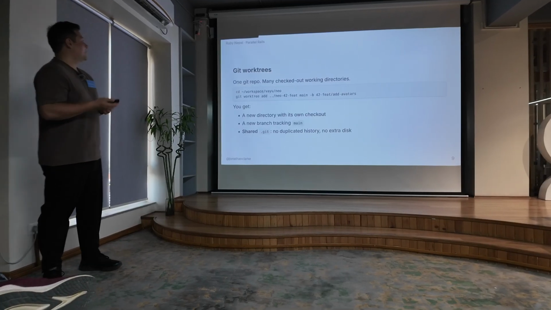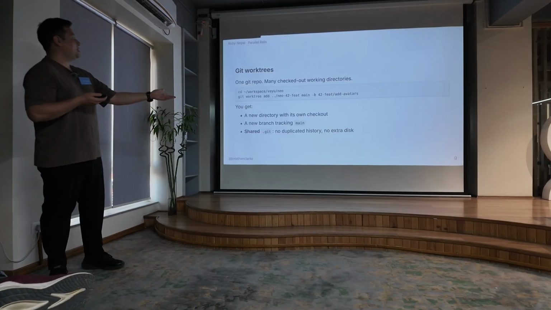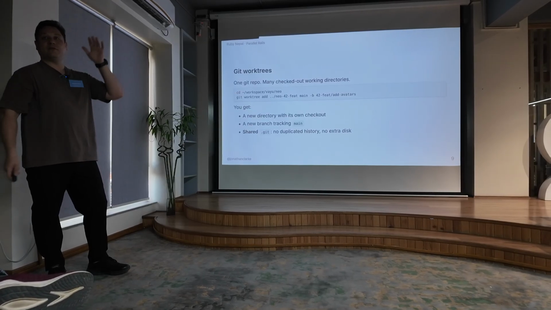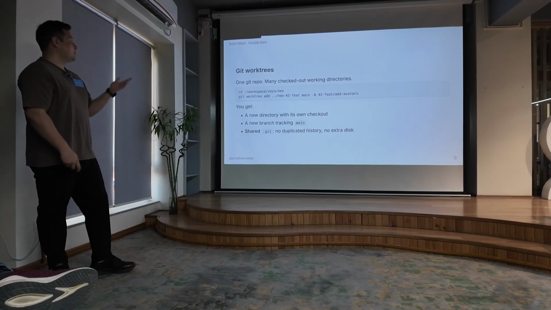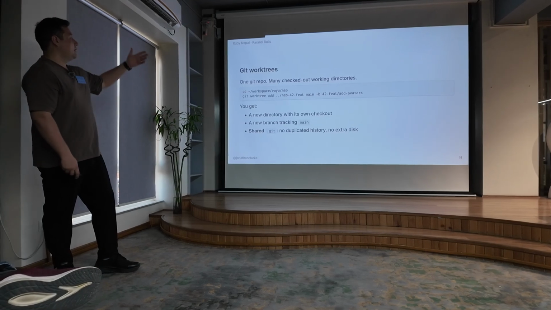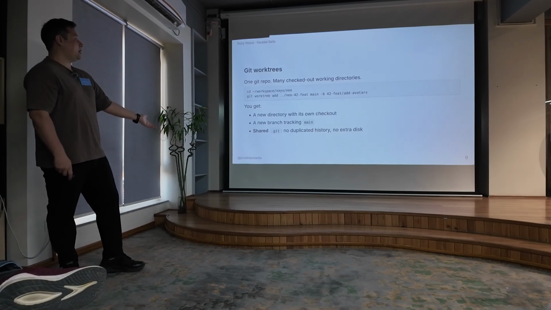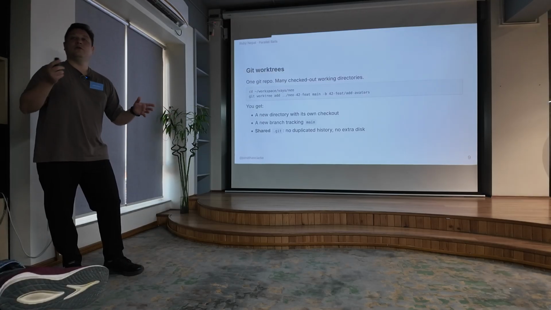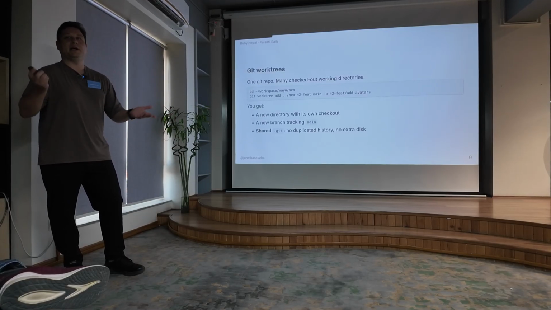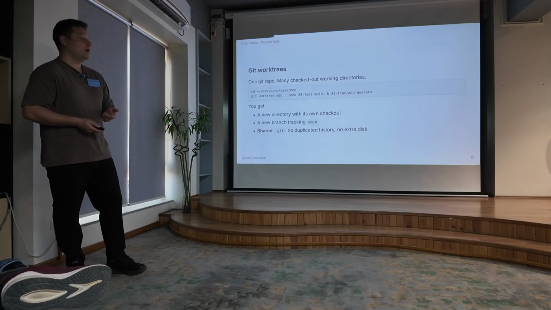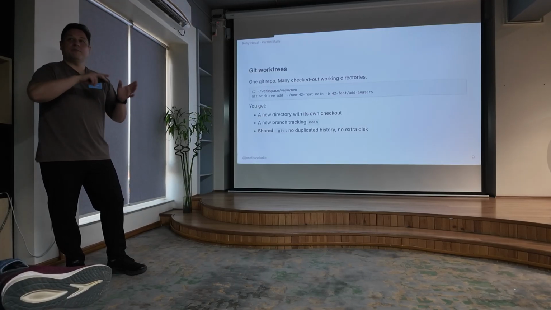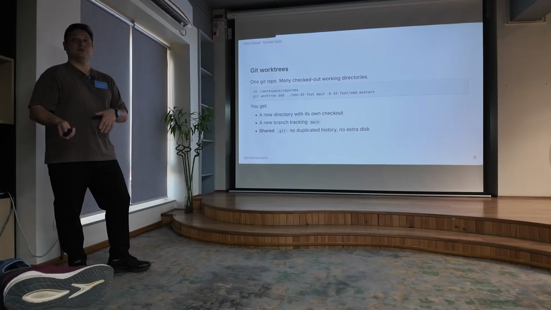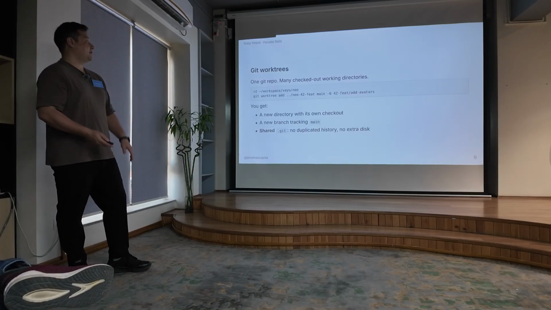Now, Git work trees, one Git repo, many checked out working directories. Eventually, you're going to have lots and lots of directories in your workspace. And that's wonderful. So you get a new directory with its new checkout, you get a new branch tracking main, and you get a shared .git, okay? You're not taking a lot of new space, you're not replicating .git, which could be gigabytes of size depending on the workspace, okay? Even your master.key doesn't come over unless you want it to, okay? So you might need to copy that over.